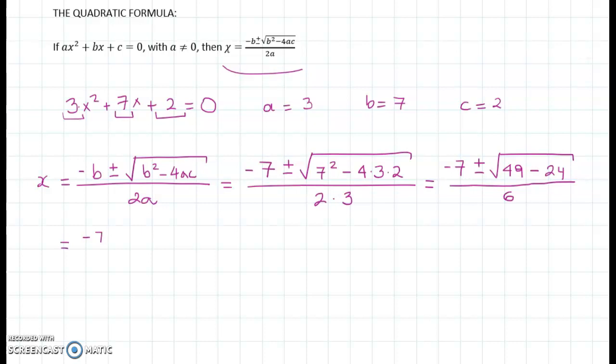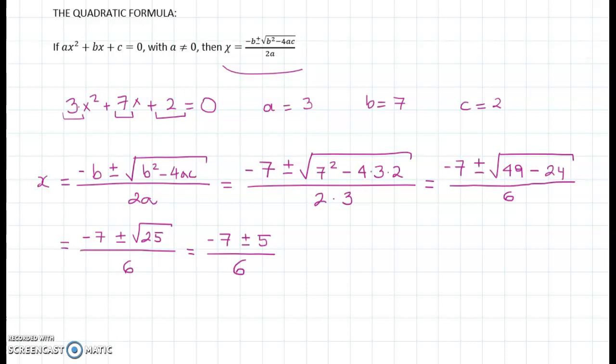So we have negative 7 plus or minus, inside the square root, 49 minus 24, that's 25, so we have the square root of 25. And then all of this divided by 6. One more step, because we can find the square root of 25. So we have negative 7 plus minus 5 divided by 6.